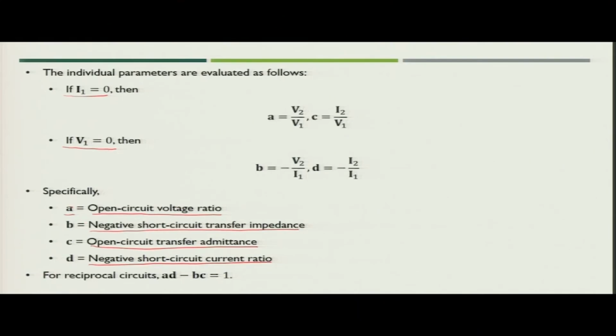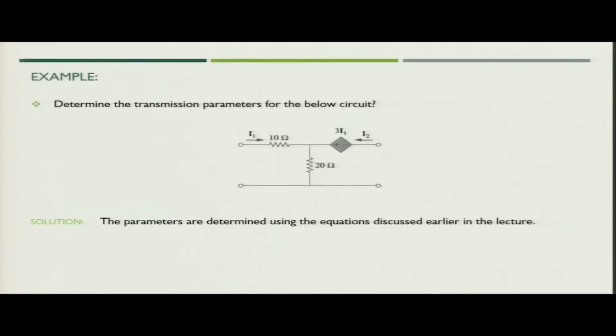So, these small ABCD parameters can also be utilized in the case of transmission lines, particularly in power systems, because here also we get the impact of the output variables, that is V2 and I2, on the input variables, that is V1 and I1. So, here we say that the circuit is reciprocal if AD minus BC equals 1. Now, let us see a couple of examples to understand the transmission parameters.